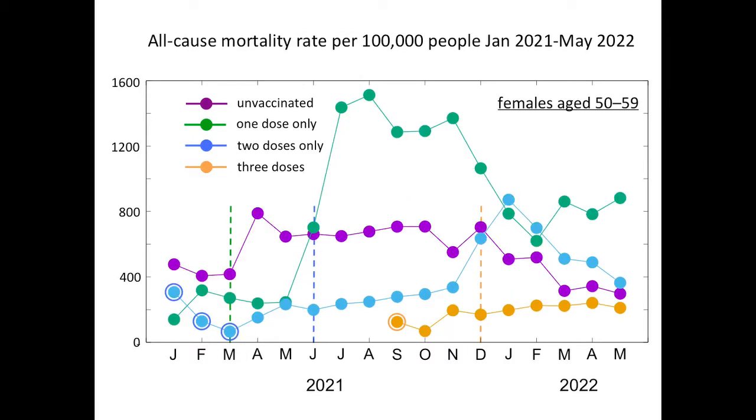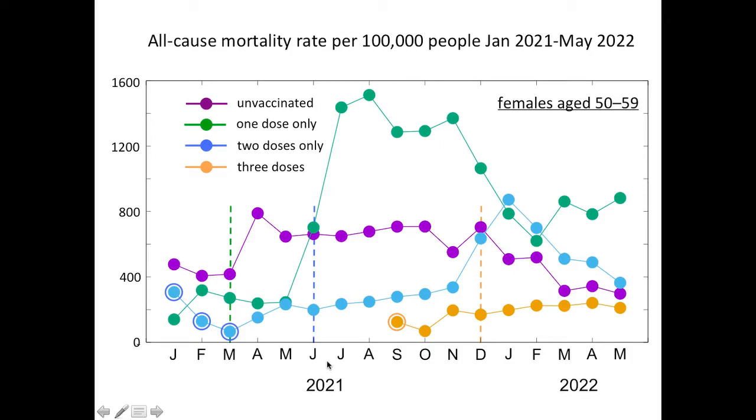Females aged 50 to 59. It's worth bearing in mind that the y-axis here changes very dramatically as you go to younger groups, because the overall absolute mortality, of course, goes down very sharply. We are looking at all-cause mortality here. So as we go to younger groups, these numbers will shrink significantly with each younger age group.